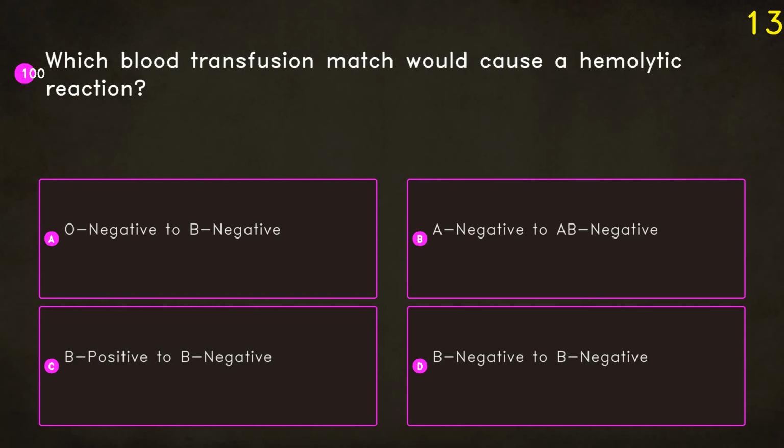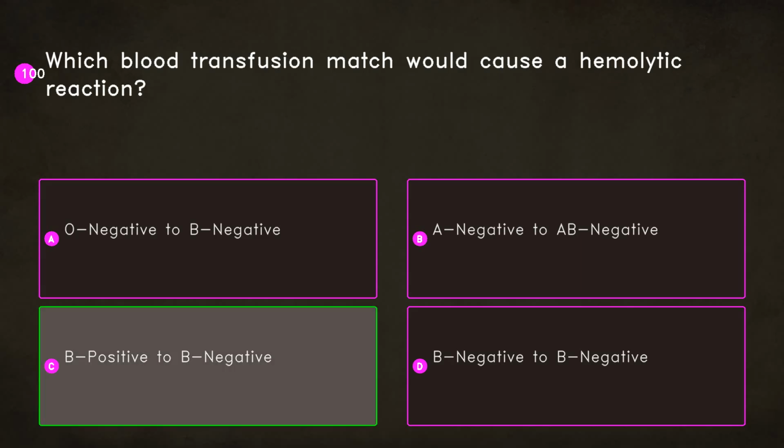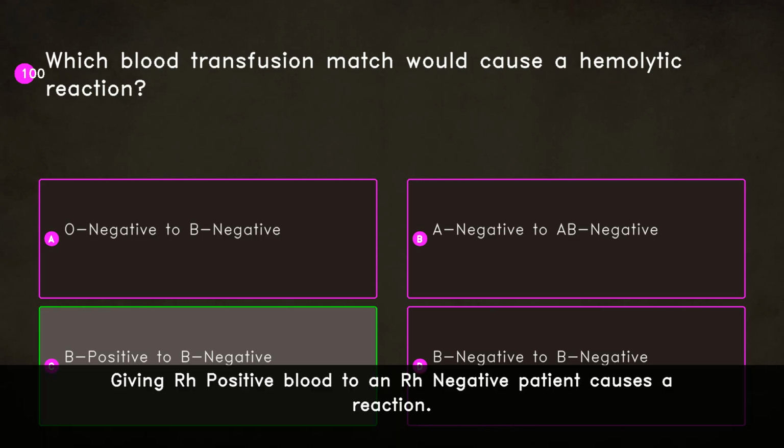Question 100. Which blood transfusion match would cause a hemolytic reaction? A. O negative to B negative, B. A negative to AB negative, C. B positive to B negative, D. B negative to B negative. The correct answer is B positive to B negative. Giving Rh positive blood to an Rh negative patient causes a reaction.